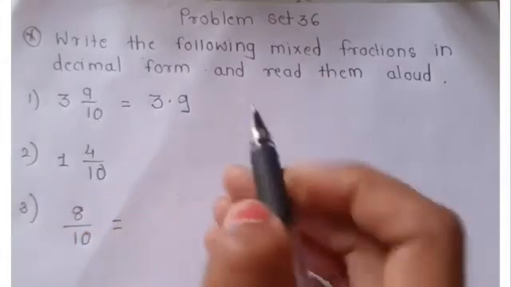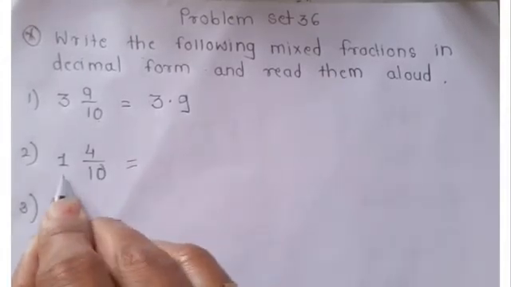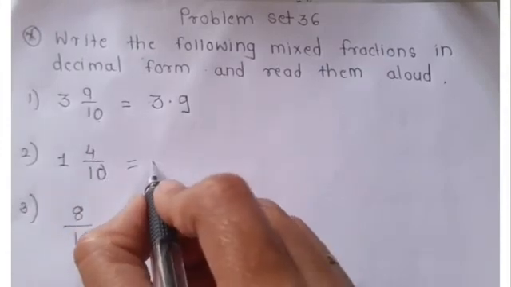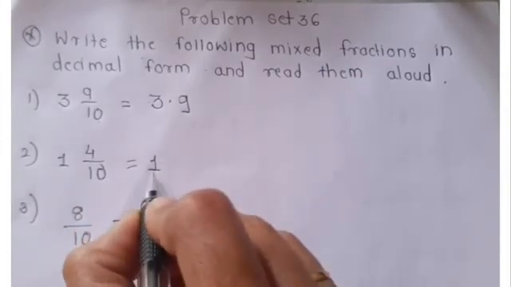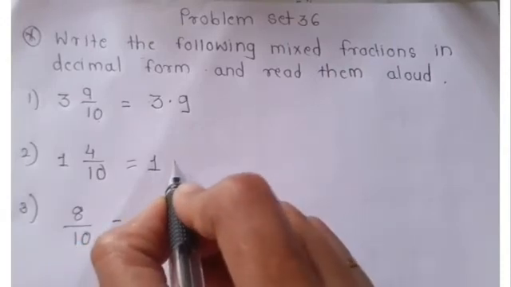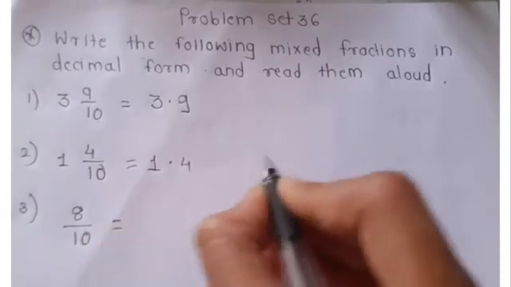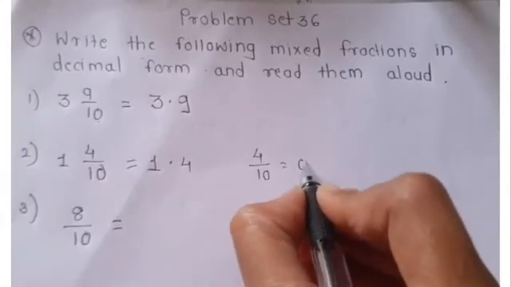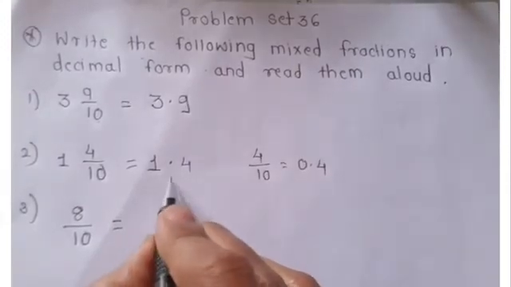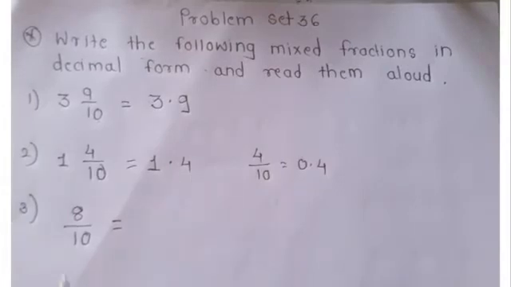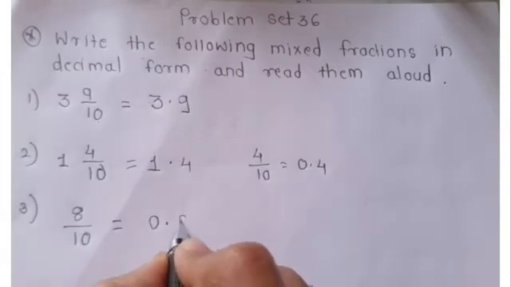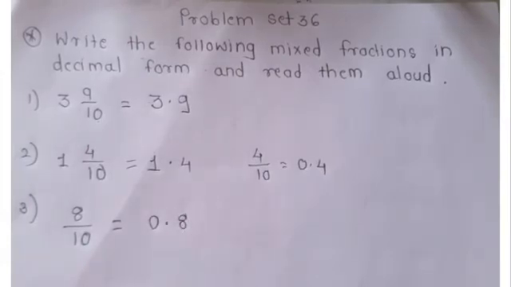Here there is 1 zero, so after the decimal there will be 1 digit. 1 4 upon 10. 1 is the whole number and 4 upon 10 means 0.4, so 1.4. Here is 4 upon 10. In 10 there is a 1 zero, so after the decimal you will put 1 digit. 8 upon 10, 0.8.